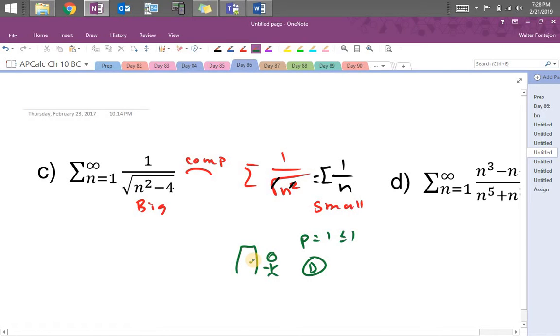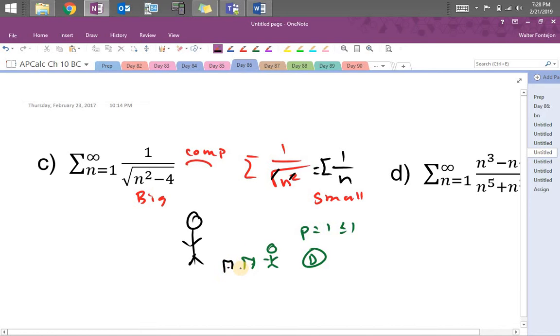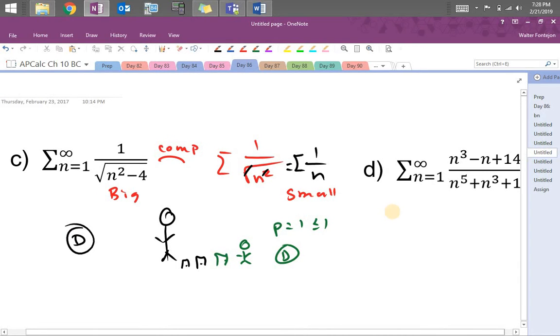person can't fit. Wait, that's wrong. Small person can't fit. What does it say about the big person? Can't fit either. No matter what door you draw, as long as the door matches up with the story, that big person cannot fit. Diverge by the direct comparison test. So in this case, we didn't need to go to the limit comparison test because the direct comparison test was enough.